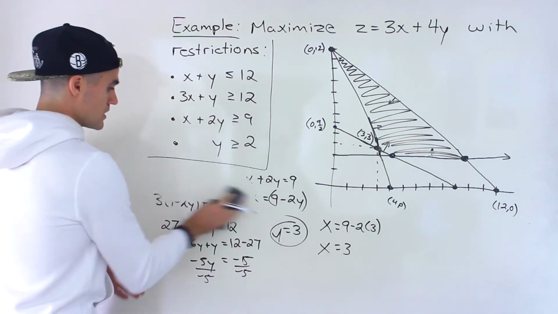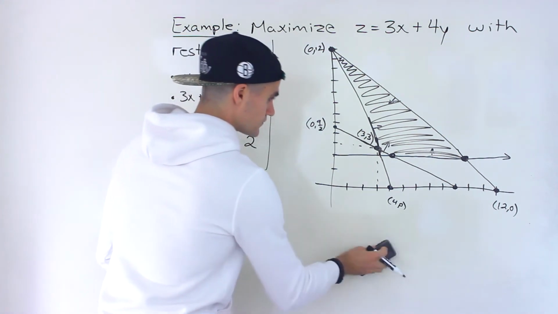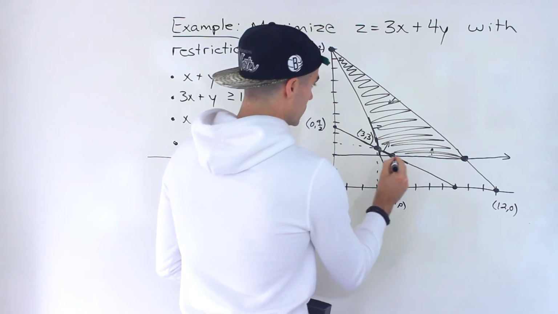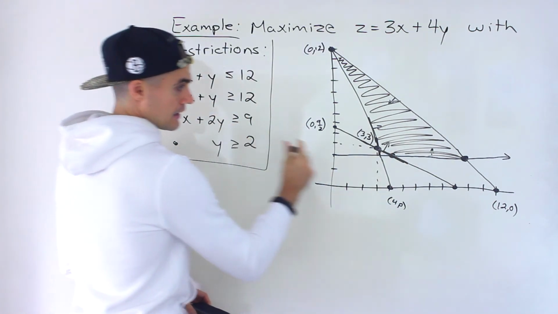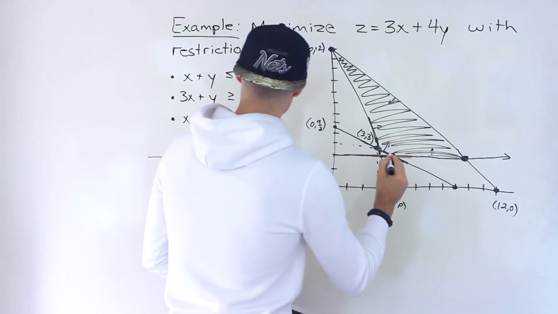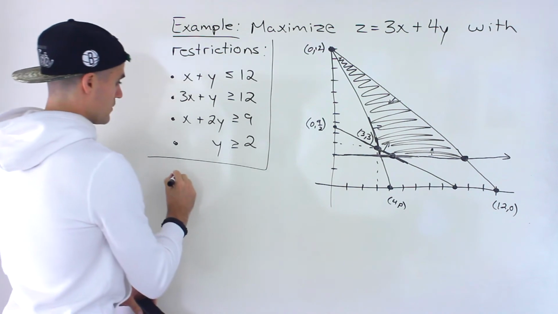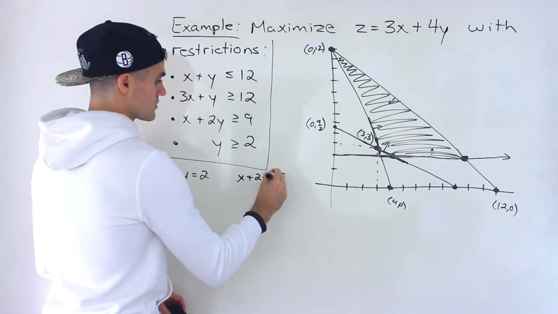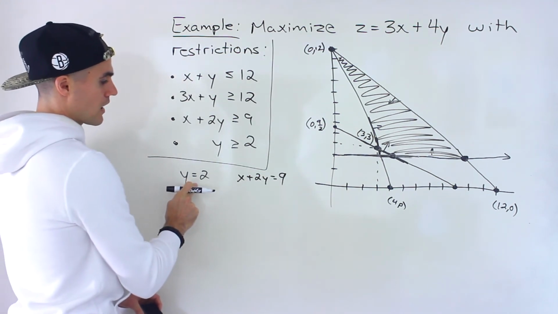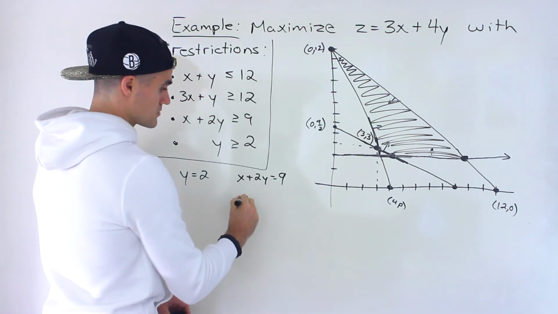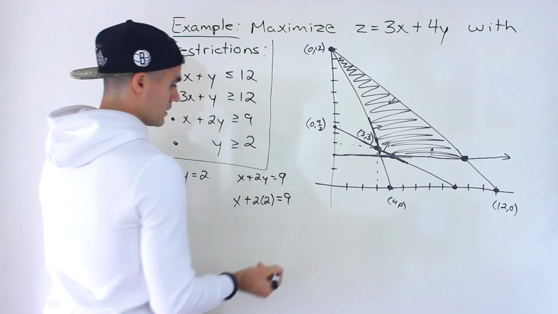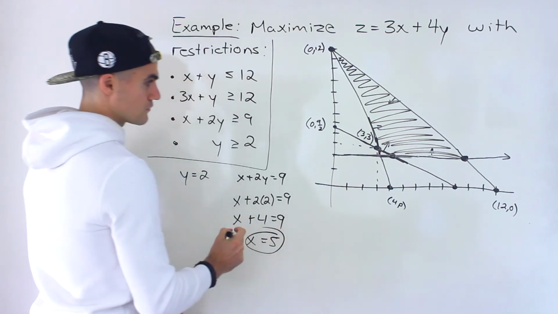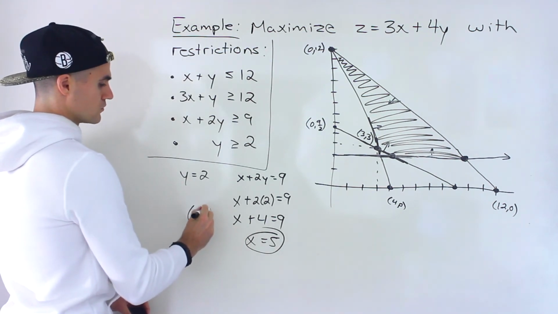Now let's move on to the next point. The next point would be this one over here. And notice that it's the intersection between this line, which is that third line, and this horizontal line, the y is equal to 2 line. And so we'd be finding the point of intersection between y is equal to 2 and x plus 2y is equal to 9. So notice we could just take this y equals 2 and plug it in right there. So we'd have x plus 2 times 2 is equal to 9, x plus 4 is equal to 9, so that means x is equal to 5. Right, so 5 and 2 would be the point of intersection.